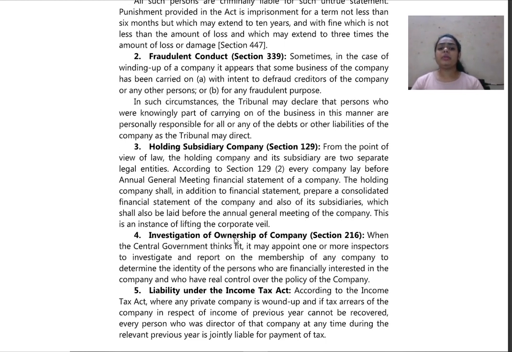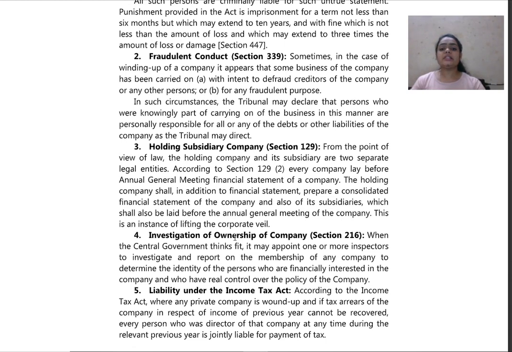That sometimes a company may go into winding up if it appears that the company was solely created for the purpose of creating a fraud, or for the purpose to defraud the creditors of the company. In that case, the company shall be wound up.